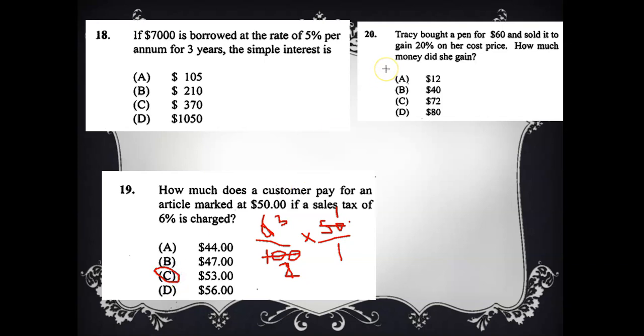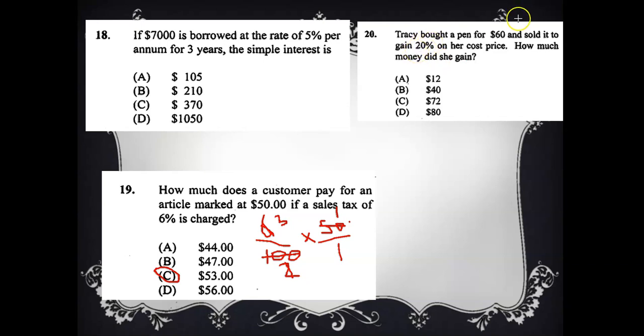$53. Number 20. Tracy bought a pen for $60, sold it to gain 20% on her cost price. How much money did she gain? Alright, so this is one of those questions. So percentage 20 over 100 times 60. But it could be done another way without that much calculation.